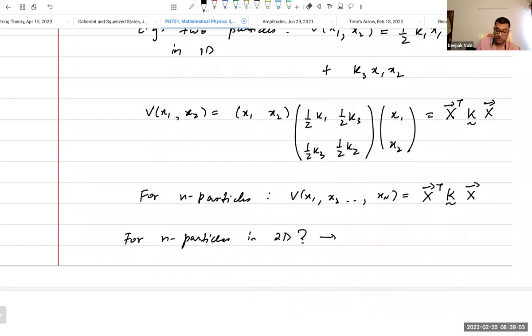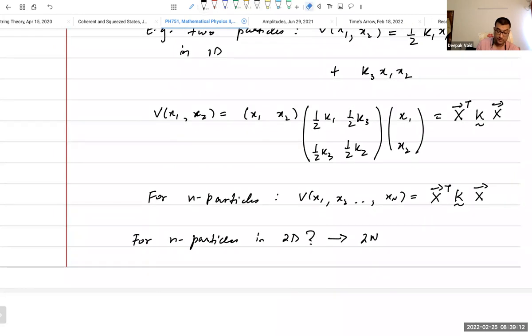So now you have how many coordinates? You have 2n coordinates, right? Because you have the x coordinate and the y coordinate. Right, so you have x1, y1, all the way till xn, yn. You have 2n coordinates, right?